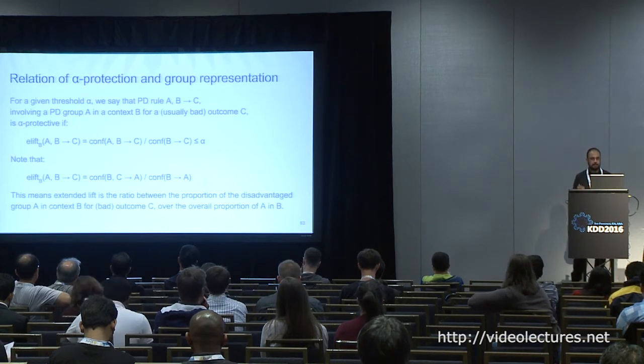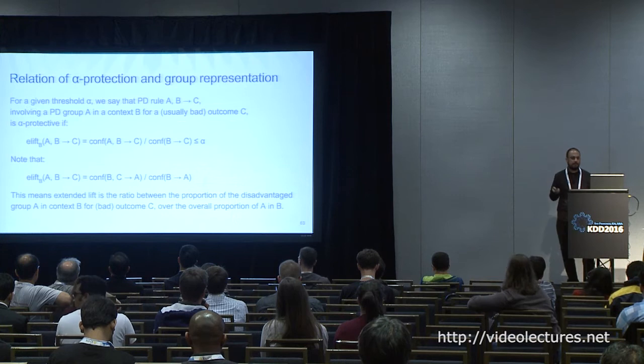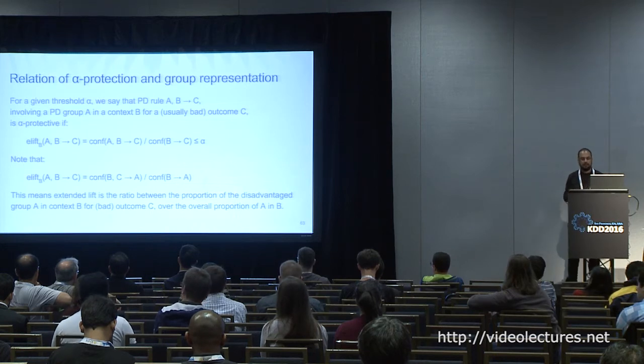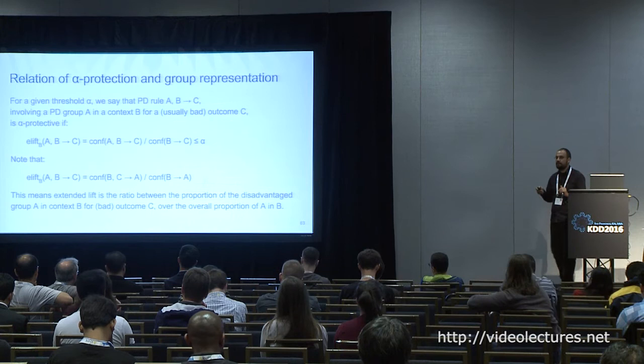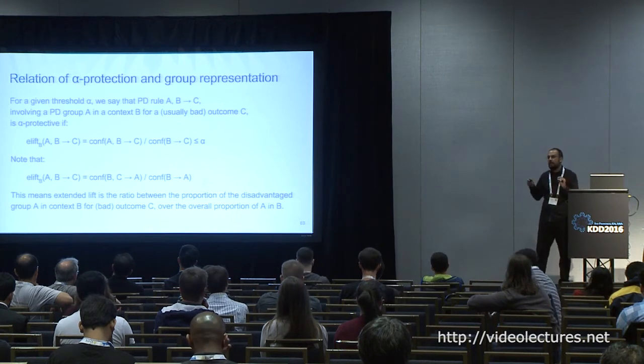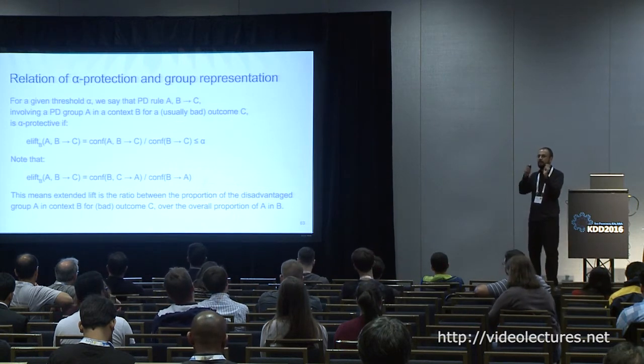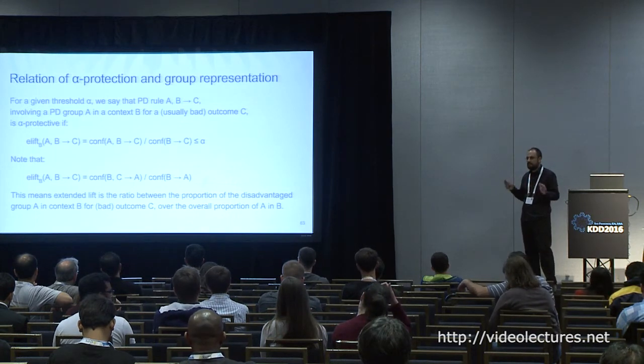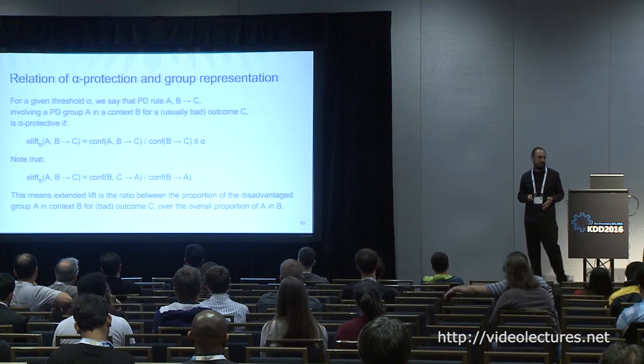Now this is related to group representation. It's just a matter of algebraic manipulation. So the extended lift in some way is the ratio between the proportion of people in the protected group A in the context B for the outcome C over the proportion of these people in the group. Think of how many females live in San Francisco, and how many females live in San Francisco who don't get the credit, right? And this is another way of expressing basically the same idea of the extended lift.